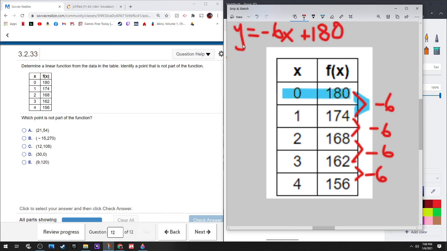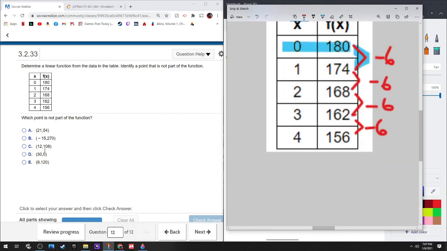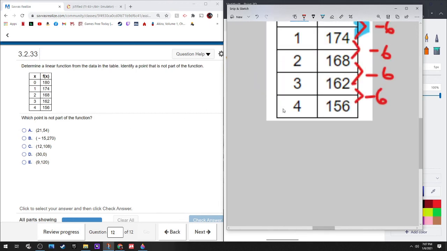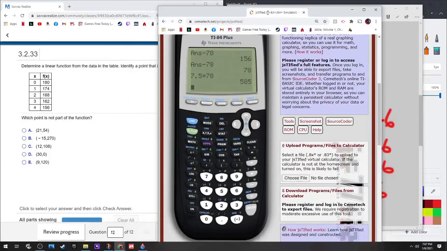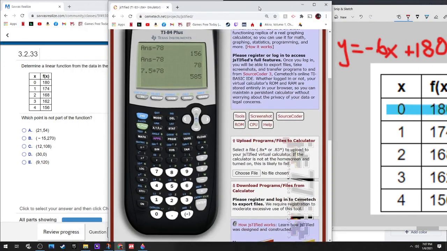So the annoying way to do this would be to continue this table 5, 6, 7, 8 and go as far as we need to get to 21, or we'd have to go backwards for negative 15, 12, 30, and 9. That's too much work. Instead, what I can do is go to my calculator. I can use this function that I made here. I can say negative 6. Which one of these is x? The first one is. So I should just be able to type that. And then if I get the y value, then it works.